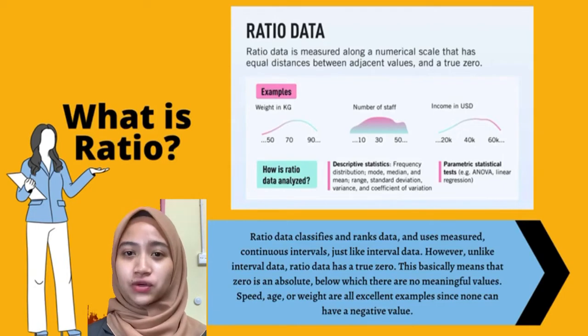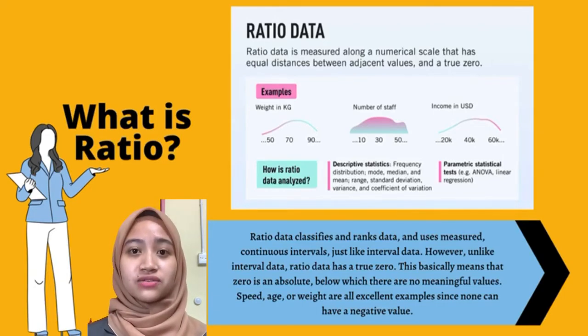What is ratio data? Ratio data classifies and ranks data and uses measured continuous intervals, just like interval data. However, unlike interval data, ratio data has a true zero. This basically means that zero is an absolute below which there are no meaningful values. Speed, age, or weight are all excellent examples since none can have a negative value. We cannot be negative years old or weigh negative 160 pounds.